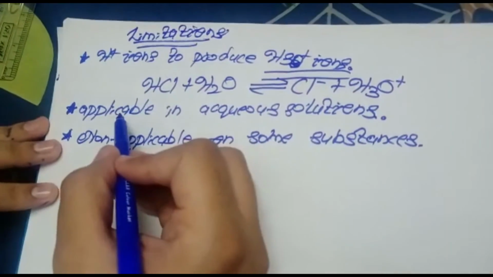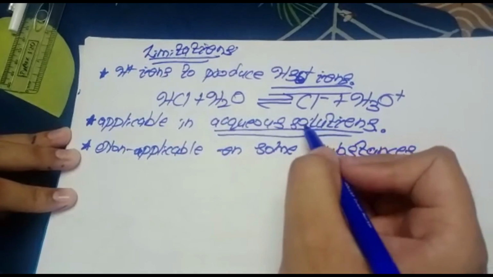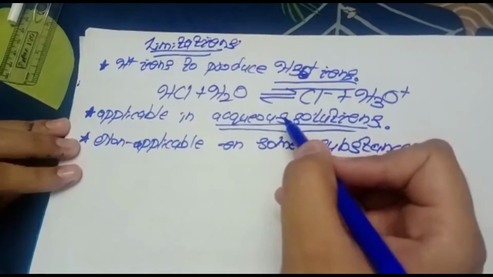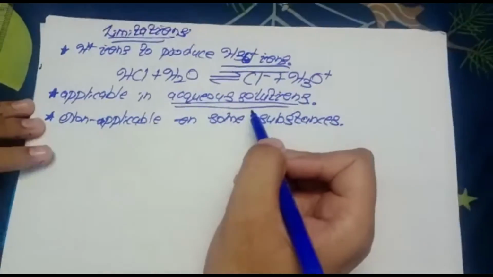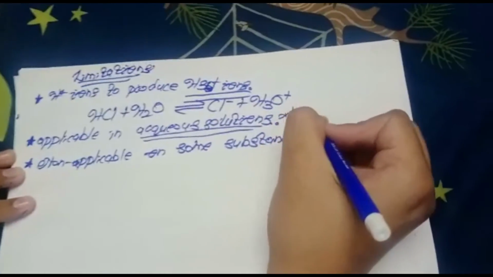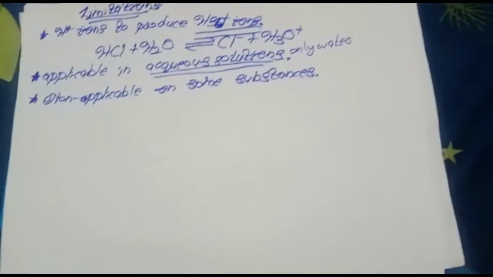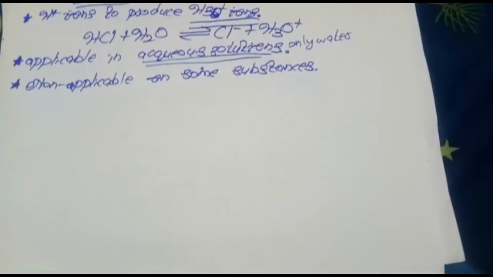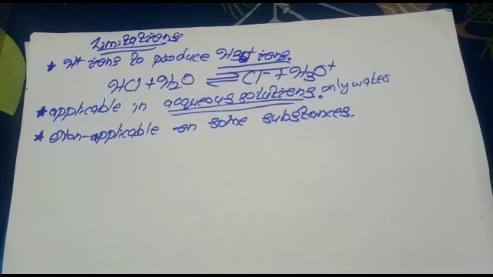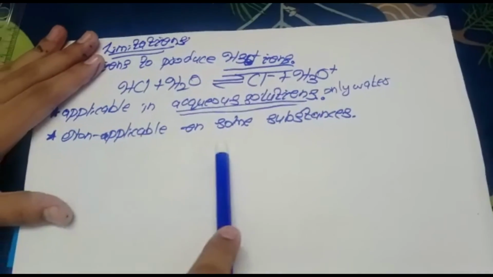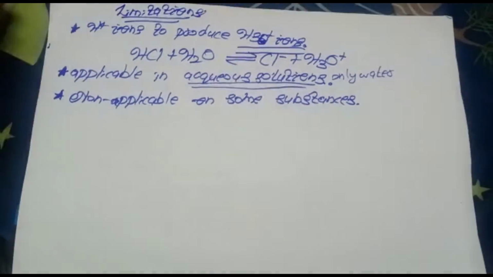Secondly, this theory is only applicable in aqueous solutions. Solutions which contain water are applicable for this theory. We can't dissolve these substances in benzene or other organic solvents. Only water is applicable, not any other kind of substance. Thirdly, this theory cannot explain the acidity of carbon dioxide, the basicity of ammonia, and other similar compounds. So it is not applicable to some substances. These were the three major limitations of Arrhenius theory.